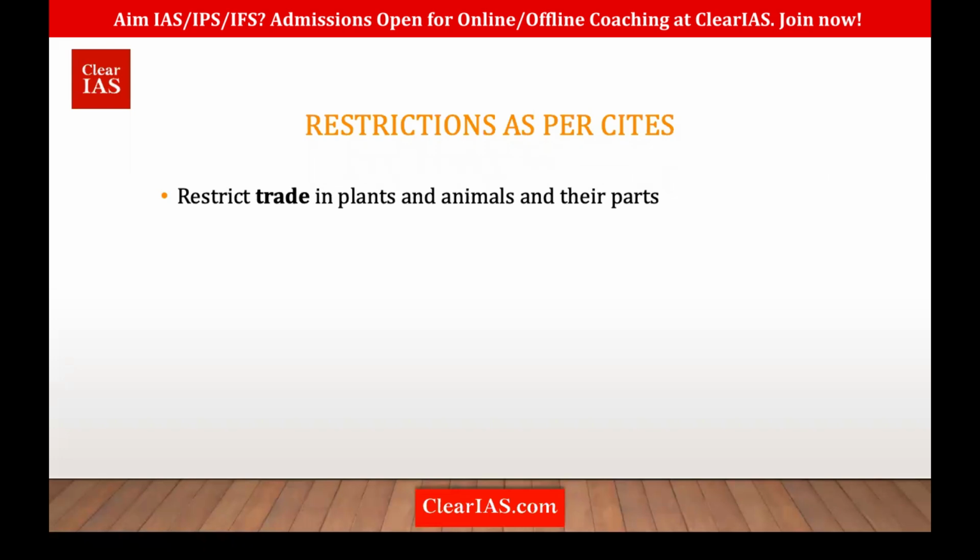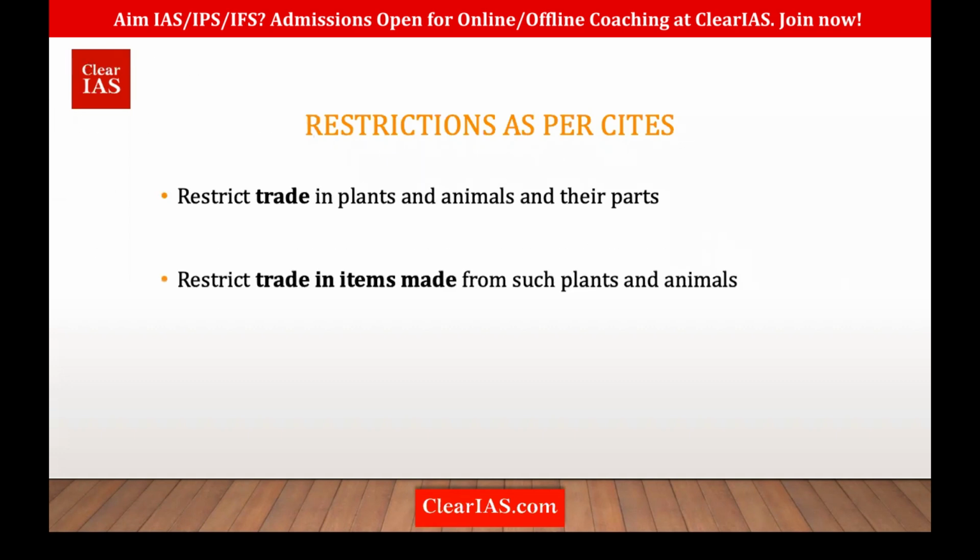They restrict the trade in plants and animals and their parts, and also trade in items made from such plants and animals. So it's not just the plants and animals they restrict, but also whatever is made from them. If crocodile leather is taken, or a leather purse is made, that trade is also banned. For example, clothing, food, medicines, souvenirs: trade in items made out of them is also restricted.